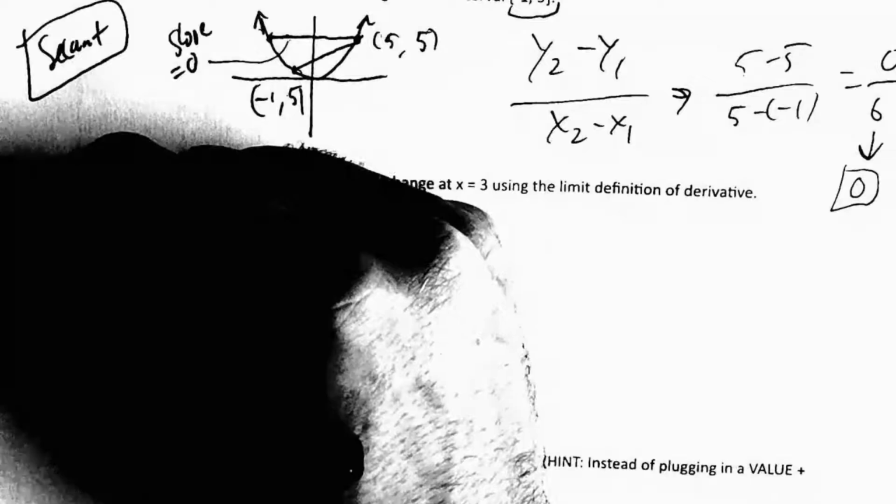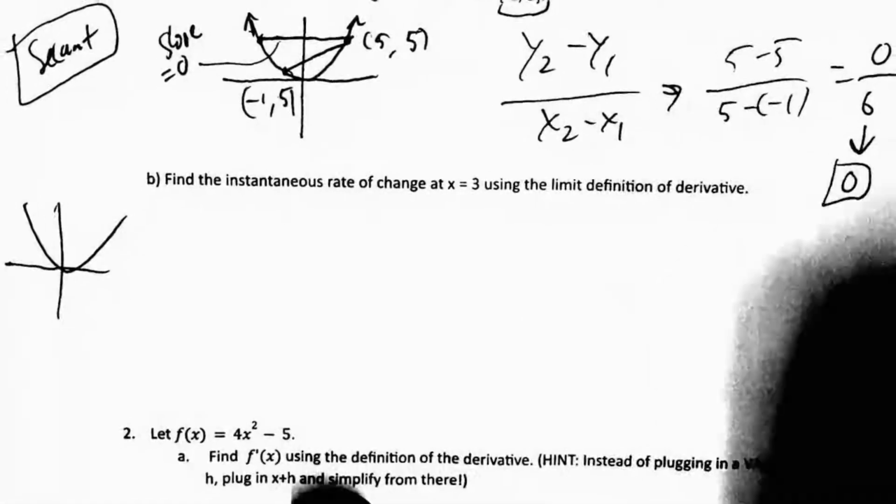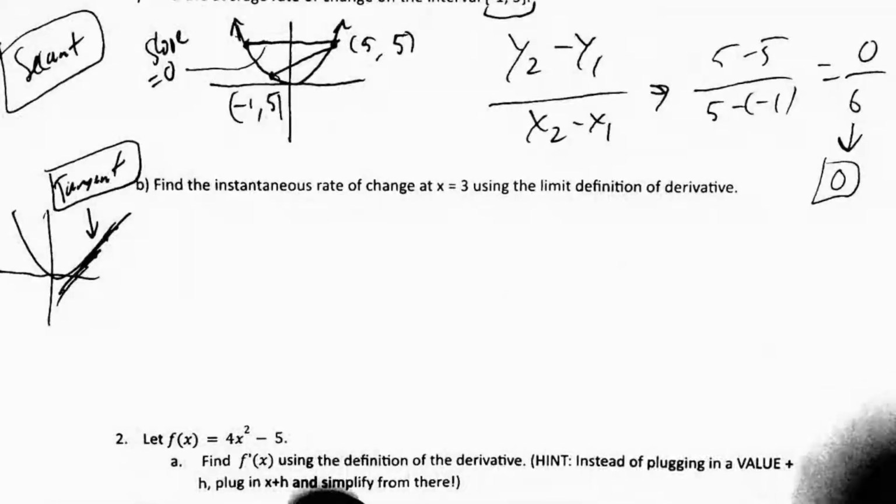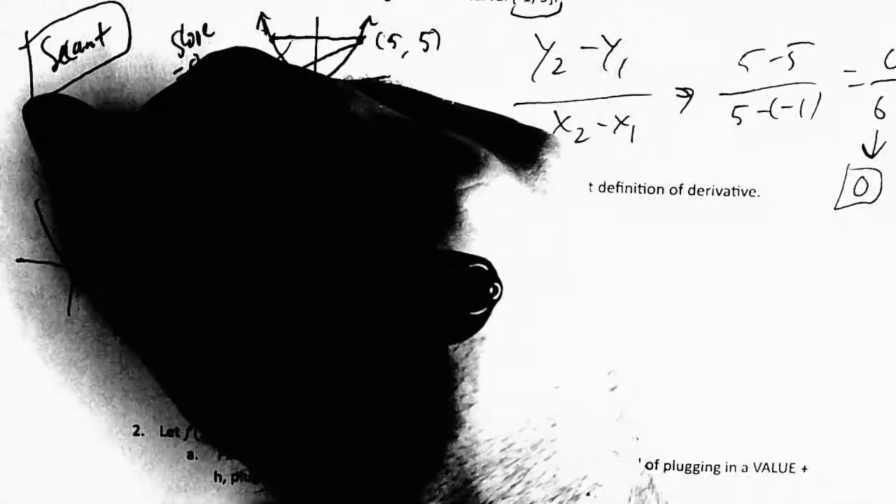Versus the next one, we're finding the instantaneous rate of change at x equals 3. So visually what we're looking at, again, if you draw this out, something like this, I go to 3 and I'm drawing a line straight through this. One point, this is the tangent. Okay, tangent line.